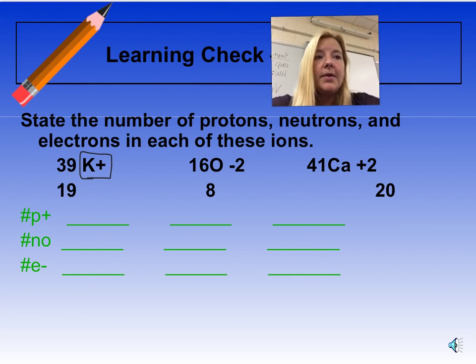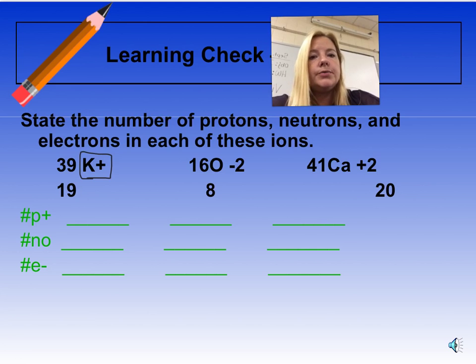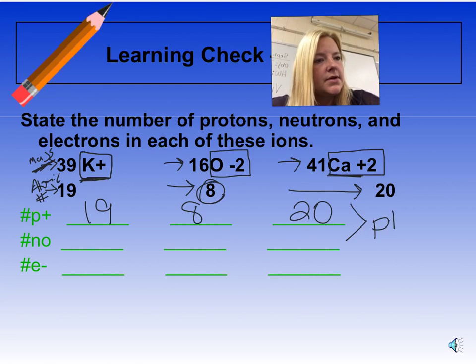Now, before I worry about my positive or negative charge, I'm going to go ahead and use my other number that's here, which is my mass. So remember that my protons and neutrons are going to equal my mass.